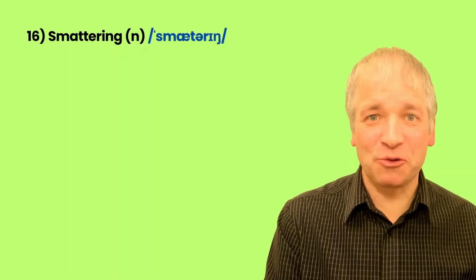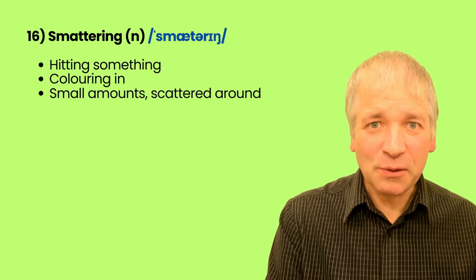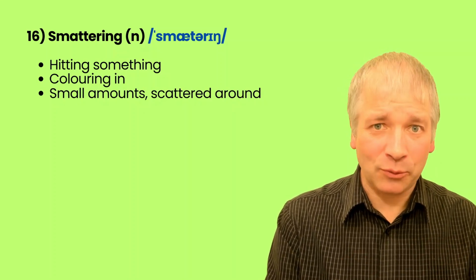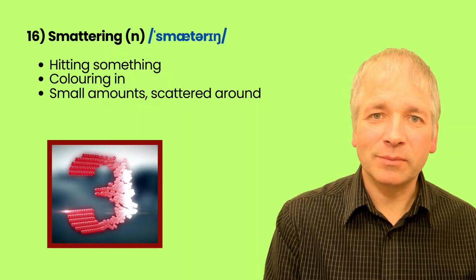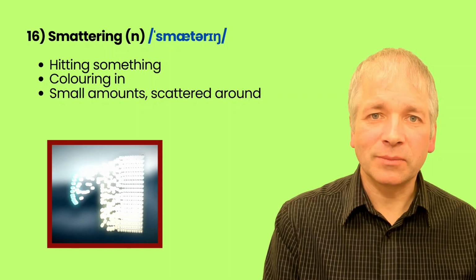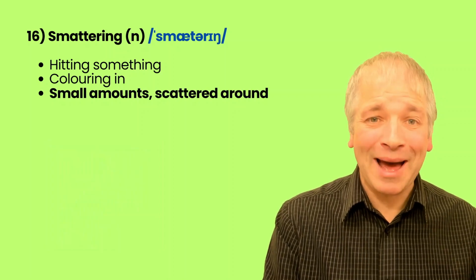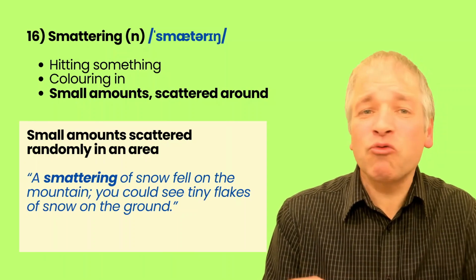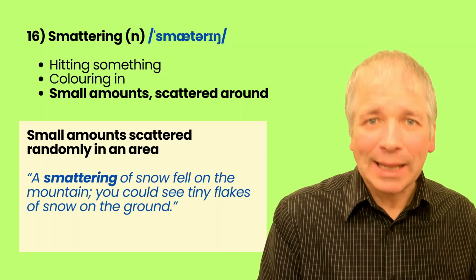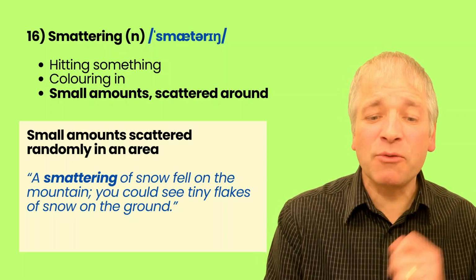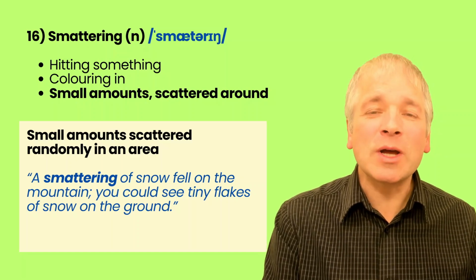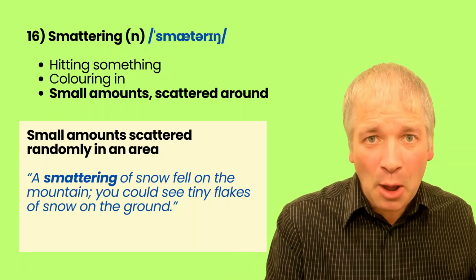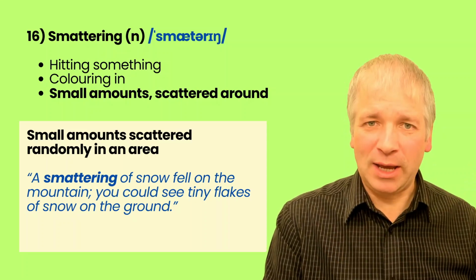16 is smattering. Does this mean hitting something, colouring in, or small amounts scattered around? Smattering means small amounts scattered around. Generally, these are small amounts scattered randomly in an area with no clear pattern. For example, a smattering of snow fell on the mountain. You could see tiny flakes of snow on the ground. So the ground was largely clear of snow, but just here and there you could see snowflakes. There was a smattering.